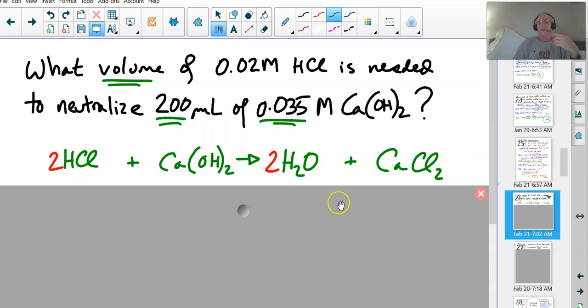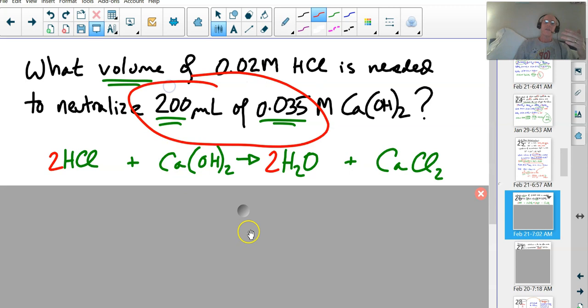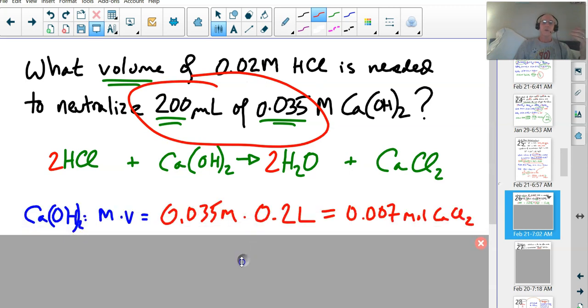So again, you need a balanced chemical expression because you're going to need that stoichiometry. And let's do M times V of the thing we know, 200 mL of 0.035 molar calcium hydroxide. So that's shown here, M times V, and that comes out to be 0.007 moles of calcium hydroxide.